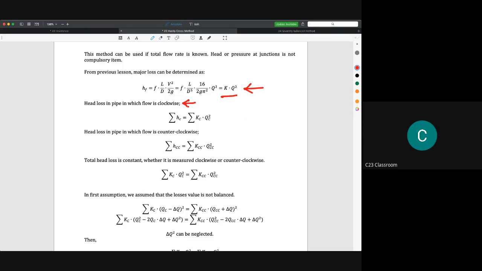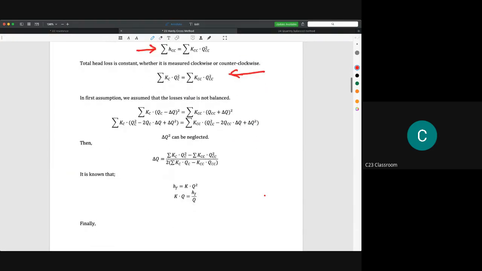If it is clockwise, the symbol is HC, and it can be written as KC times QC square, where KC is the coefficient of losses for clockwise and QC is the flow rate for clockwise. If we calculate in counterclockwise, we write HCC equal KCC times QCC square. As I said, the total losses, whether you calculate in clockwise or counterclockwise, must be the same because we are calculating on the same device.